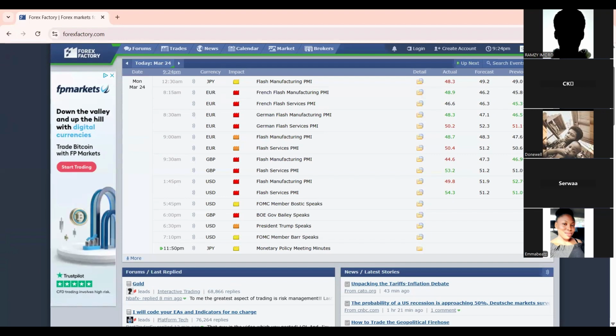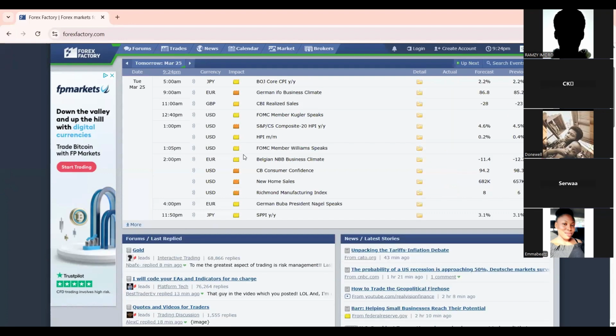You go to Forex Factory before you trade every single day, or before you enter into a new week, try your best to look at the news events for the whole week. Now this is just for Monday. This is what happened today, Monday. So tomorrow, Tuesday, let's look at some news events that are going to happen tomorrow.